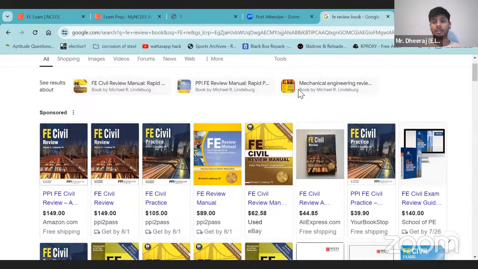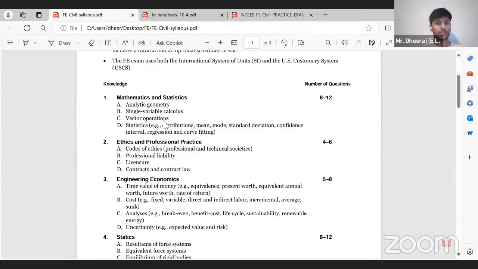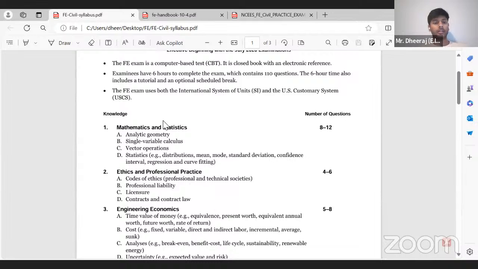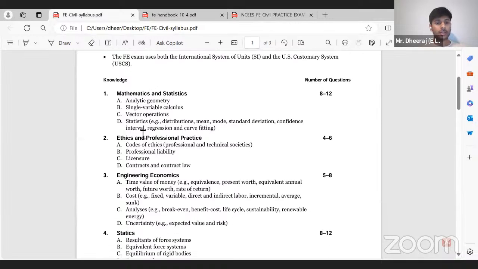Coming back to the syllabus, let me share it again. I think you can see the syllabus paper, mathematics and statics. This is an example. You see here analytical geometry, single variable calculus, vector operations, statics, these four topics. So when you're doing the preparation, have these three materials on your side: the syllabus paper, the handbook, and this FE review book.